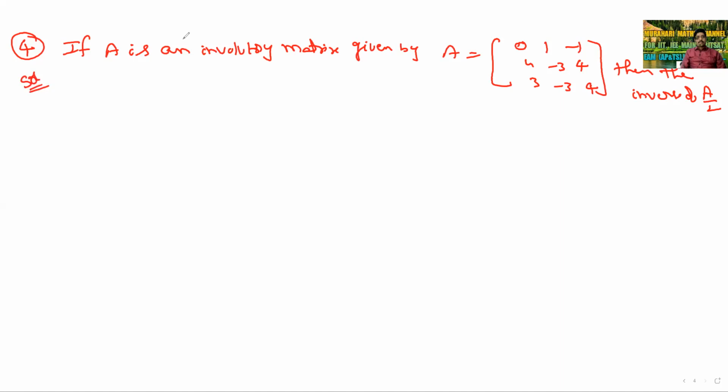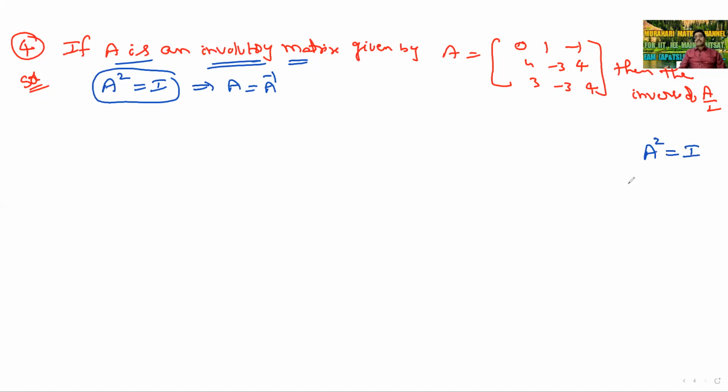Okay, so now let me explain the solution. If A is an involutory matrix, what is the definition of an involutory matrix? A square is equal to I, or A is equal to A inverse. This is the definition. So we should multiply A inverse on both sides. A inverse into A square is equal to A inverse into I. A inverse into A is I, so I into A is equal to A inverse into I. It will be A is equal to A inverse.